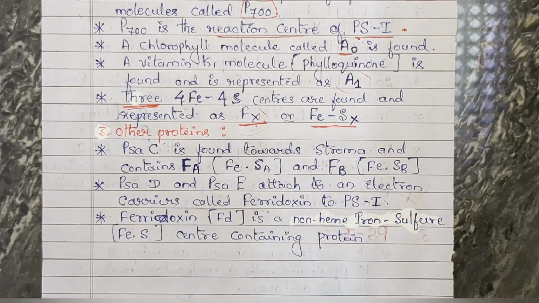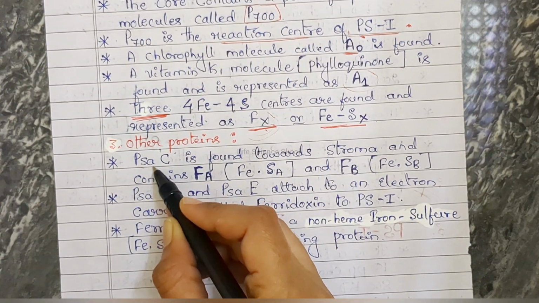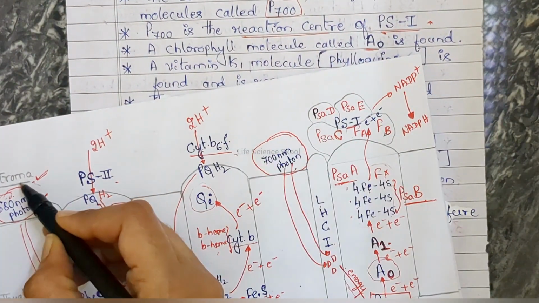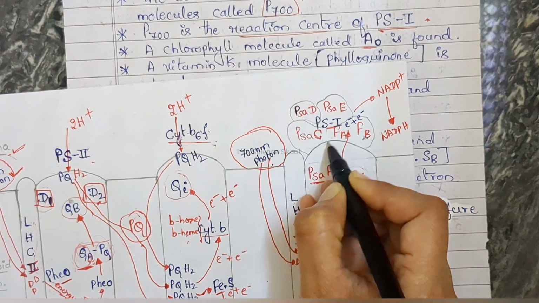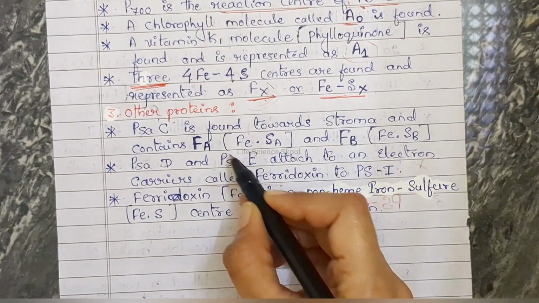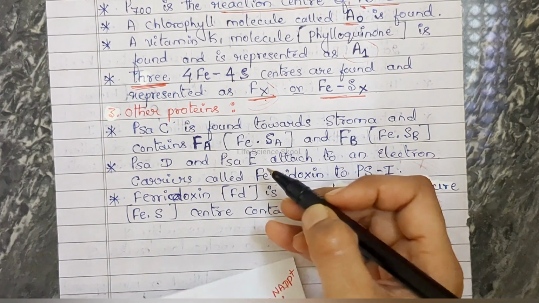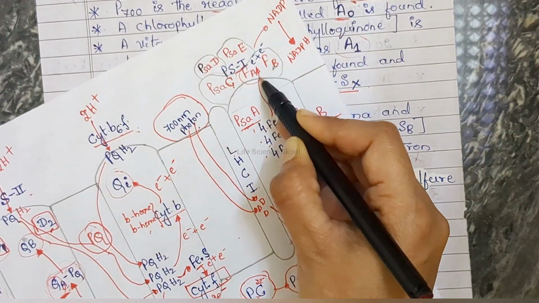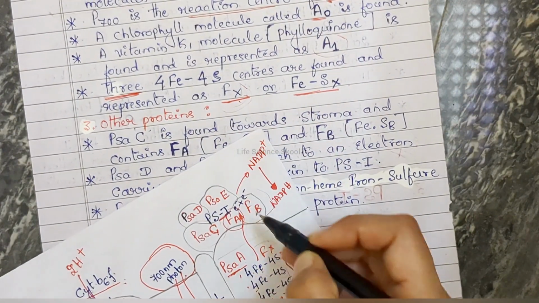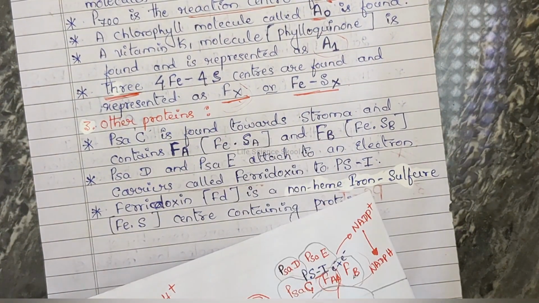And what are the other proteins present in the PS1? PsaC is found towards the stroma. As you can see in the diagram here, this is the stroma side. Here you can see the PsaC, found towards the stroma, and it contains Fa and it also contains Fb. These are nothing but the iron sulfur centers.